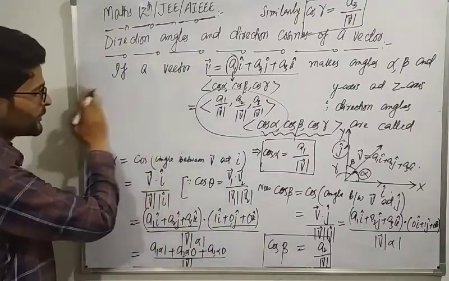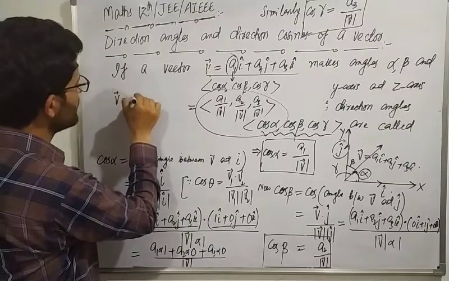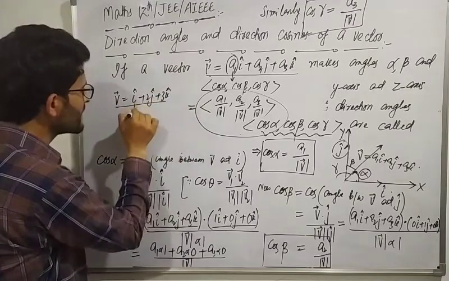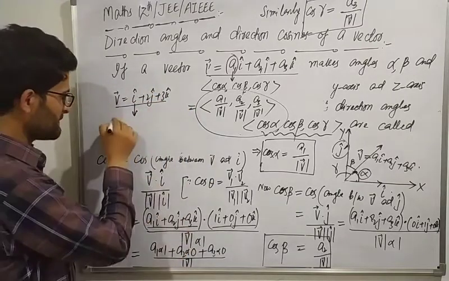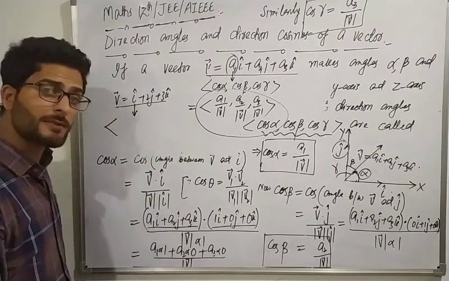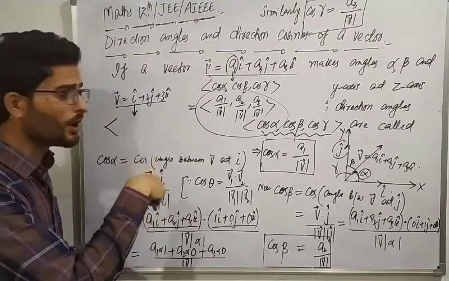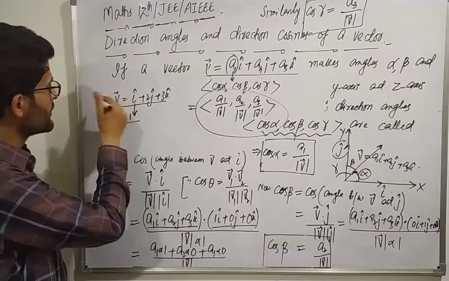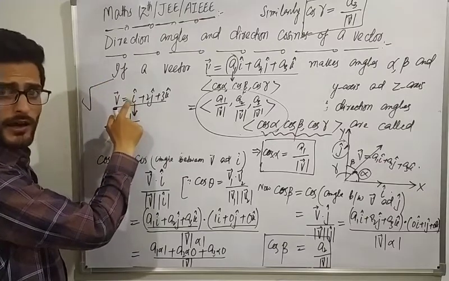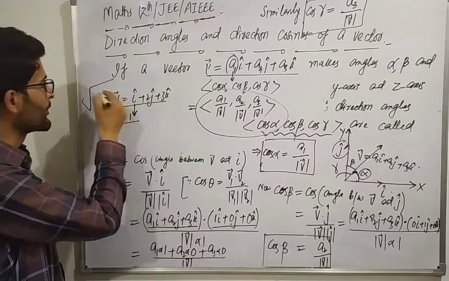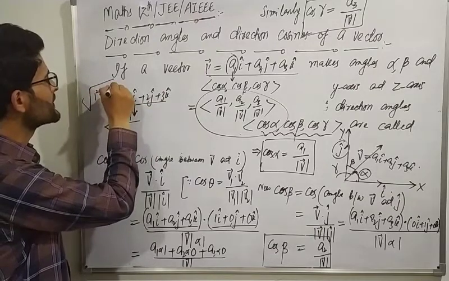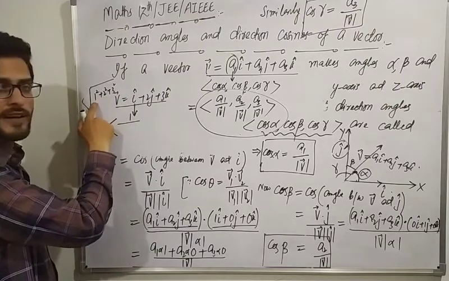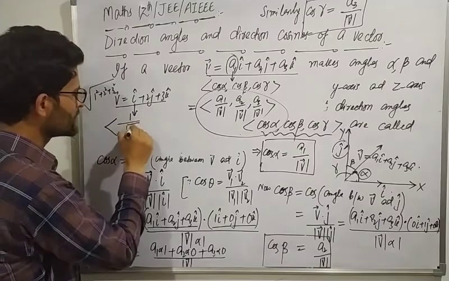Means in particular, if you have a vector v is equal to i plus 2j plus 3k, then what would be its direction cosines? The first direction cosine cos alpha must be equal to first scalar component divided by its mod. What is this first scalar component? 1. So 1 divided by, what would be its magnitude? Non-negative square root of sum of squares of its scalar components. So 1 square plus 2 square plus 3 square. कितना आ रहा है जिगरा? 9 plus 4 plus 1. कितने हो गए? 9 plus 1, 10 plus 4, 14. So 1 divided by square root of 14.